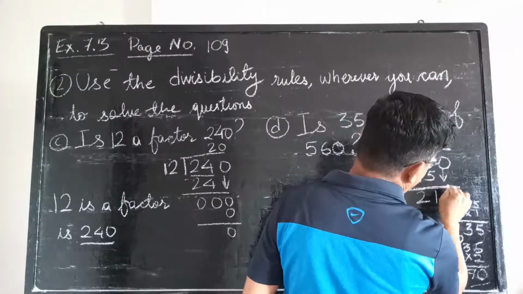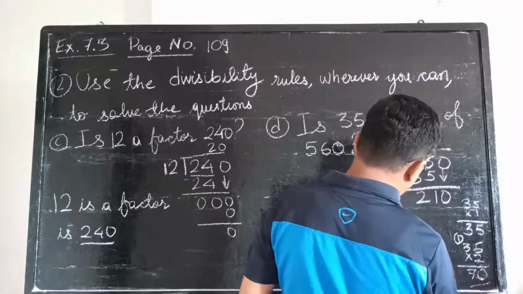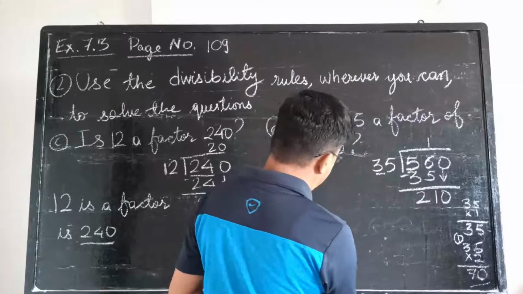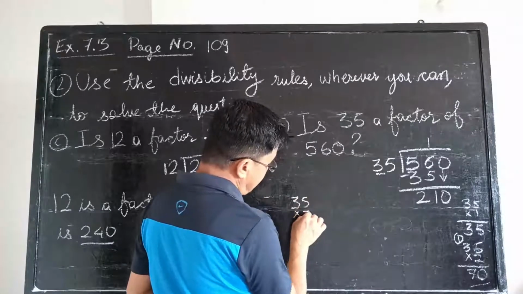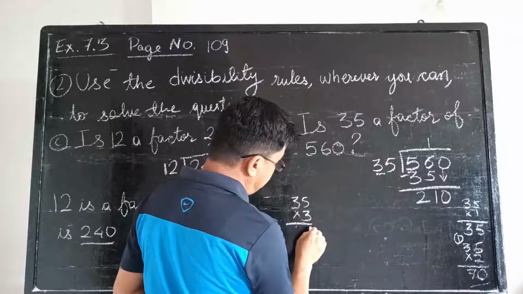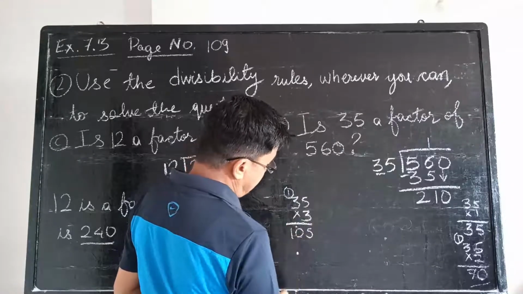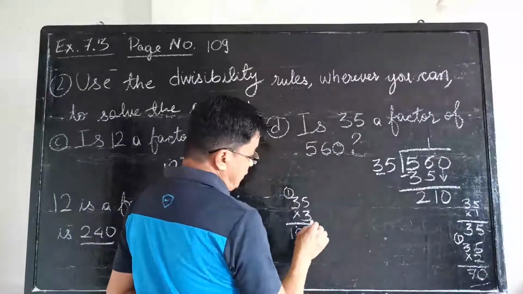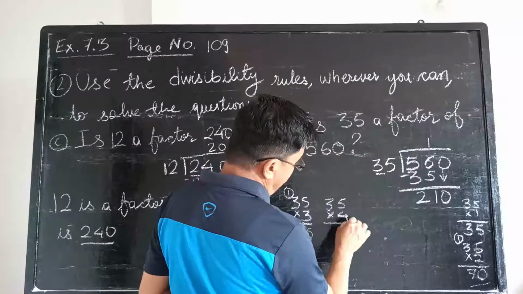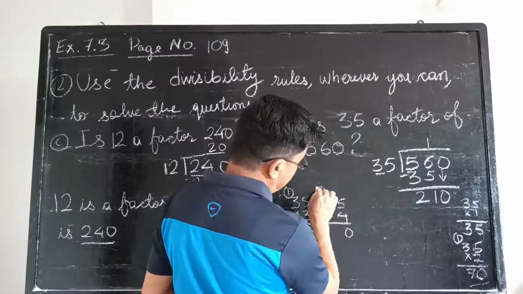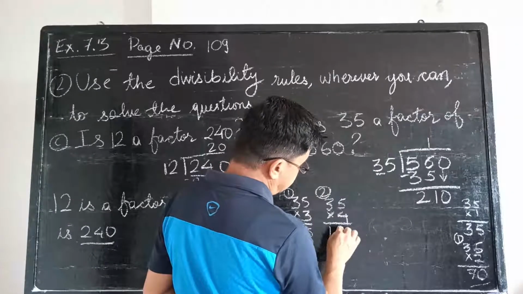Now bring down this 0. Now 210. 35 2s are 70. Now 35 3s are, we will do the multiplication here. 35 into 3. 3 5s are 15, carry 1. 3 3s are 9, 10. So 35 3s are 105. Now 35 into 4. 4 5s are 20, carry 2. 4 3s are 12, 13, 14.